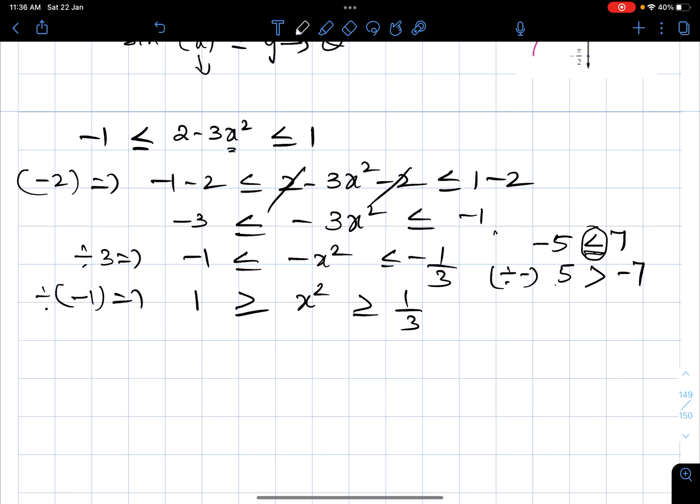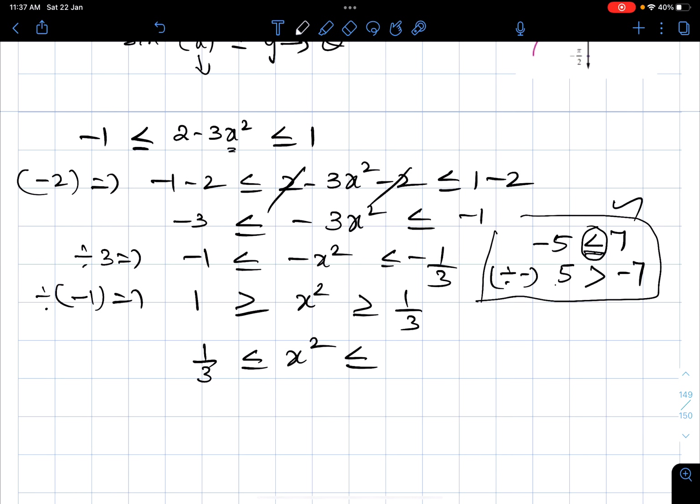So this is the example. In an inequality, when you add, subtract, multiply or divide by positive numbers, the inequality remains the same. But when you divide by a minus, automatically the inequality changes. If it is less than, it will become greater than. If it is greater than, it will become less than. This is the example for that. So now we are going to write it this way: 1 by 3 less than or equal to x square less than or equal to 1. Both are the same.